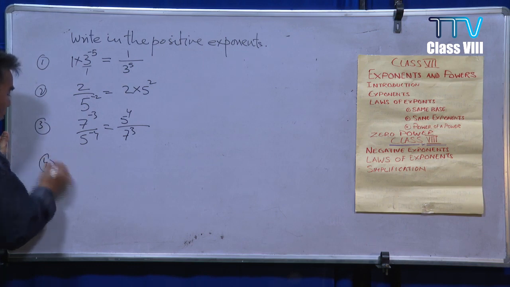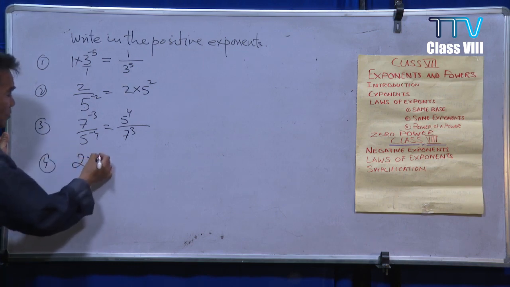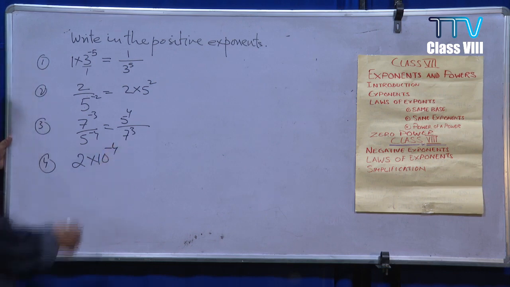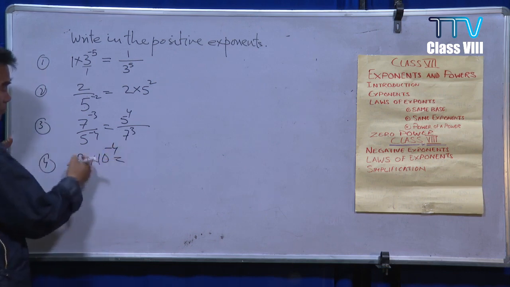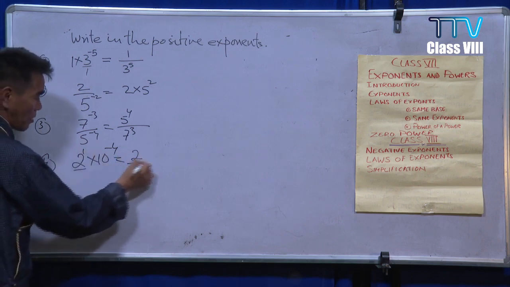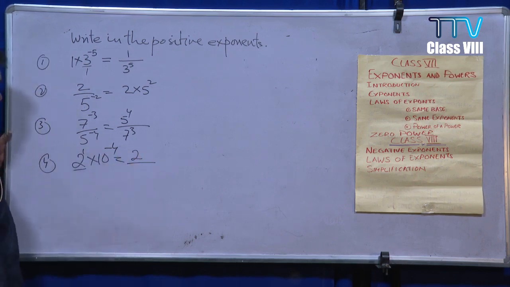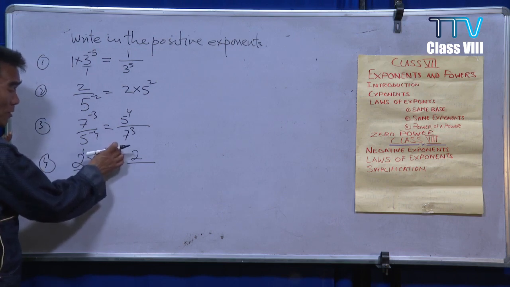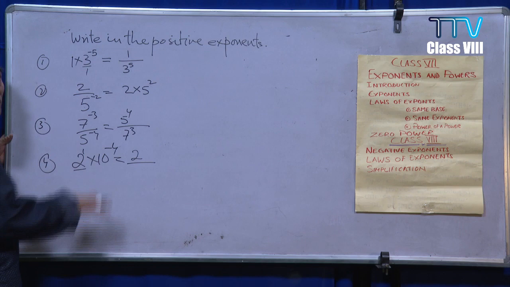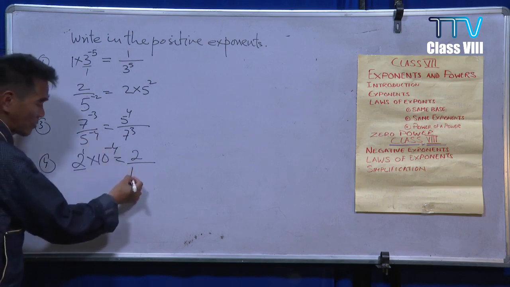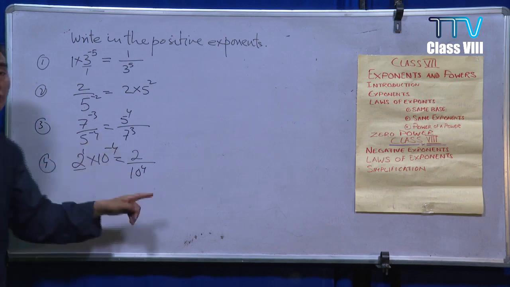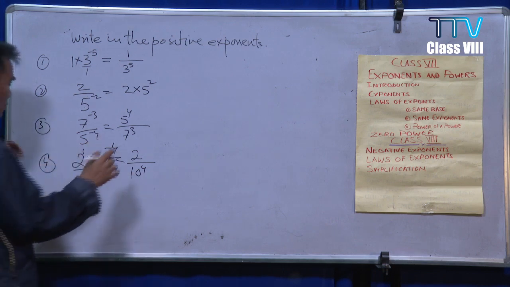Example: 2 multiplied by 10 raised to power negative 4. The 2 stays, and the power negative changes to power 4 by moving to the denominator. Negative changes to positive.